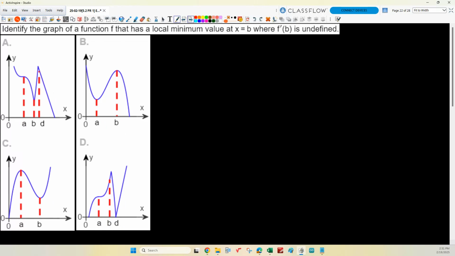Identify the graph A, B, C, or D that has a local minimum value at B where f prime of B is undefined. A, right? It's a sharp valley at B. Agreed? Okay.